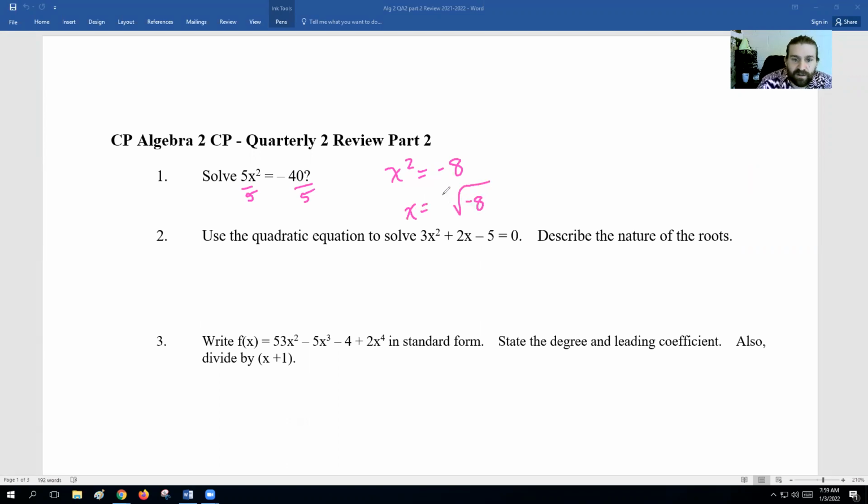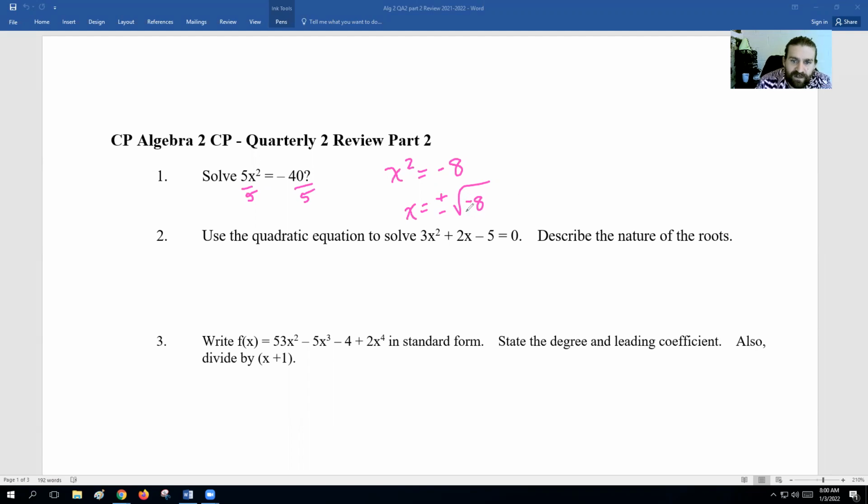A couple things to remember here: anytime we take the square root, we're going to have a plus or minus sign to indicate that there's a positive and negative version. So that's how we get our two answers for x. The other thing is, what do we do when we have a negative? Well, is there a square root of 8? Not really a nice one, so that means we have to break it down.